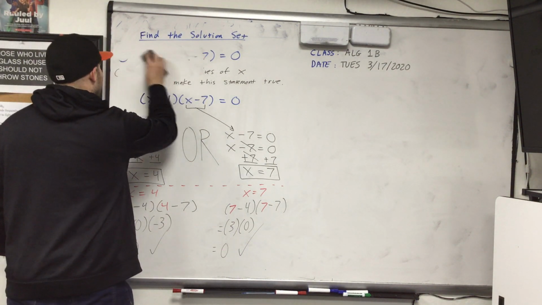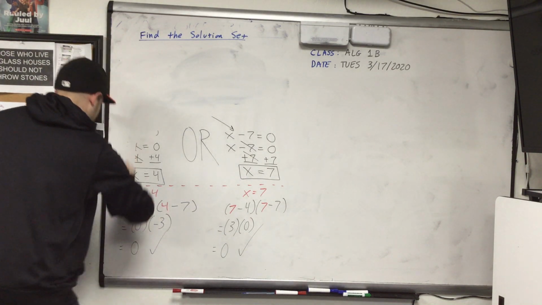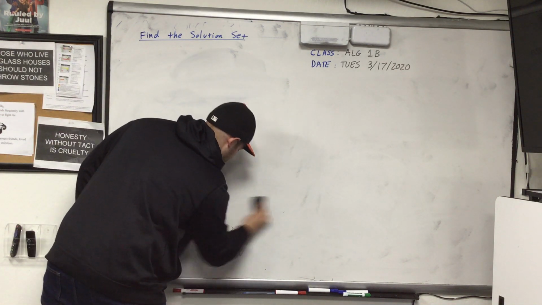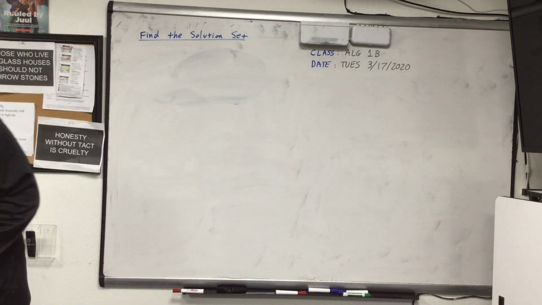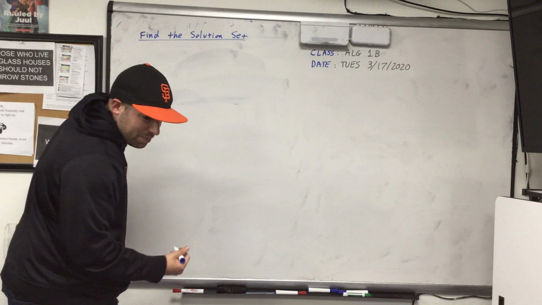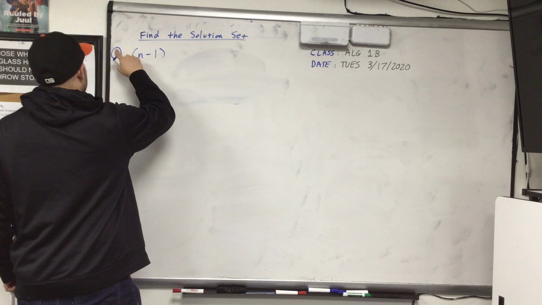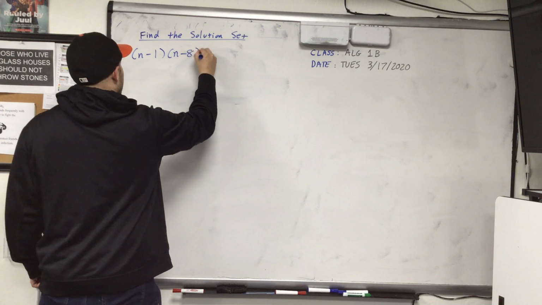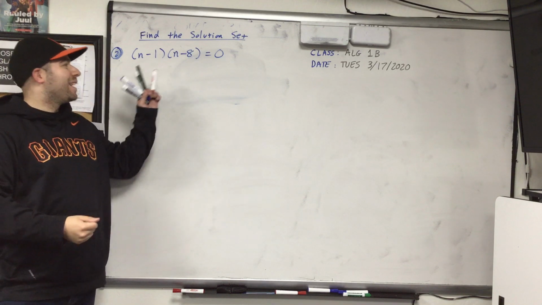Moving on to problem number 2. N minus 1 times n minus 8 equals 0. Same thing. We're looking for all values of n that make this statement true.